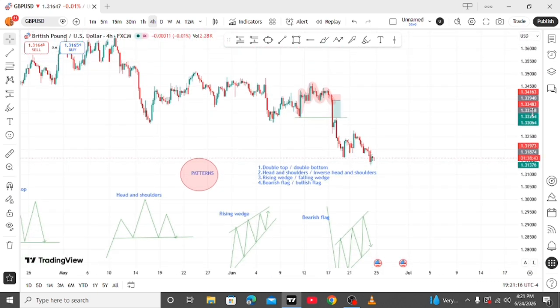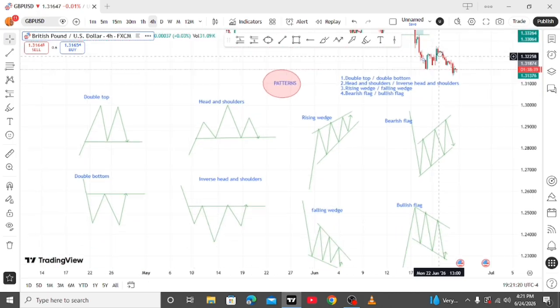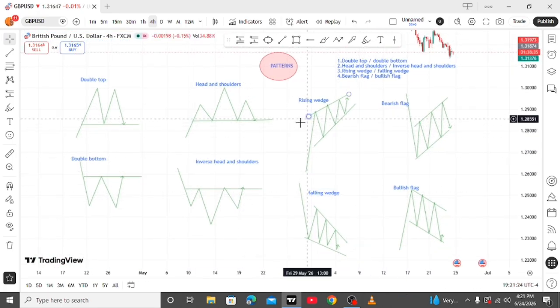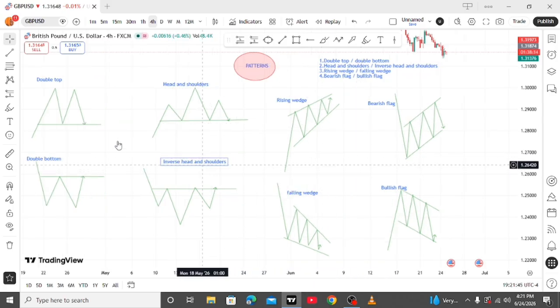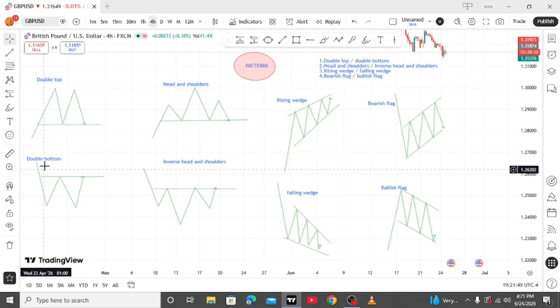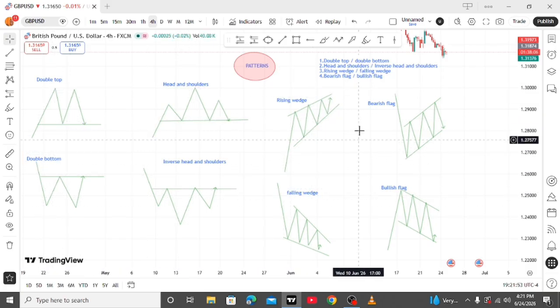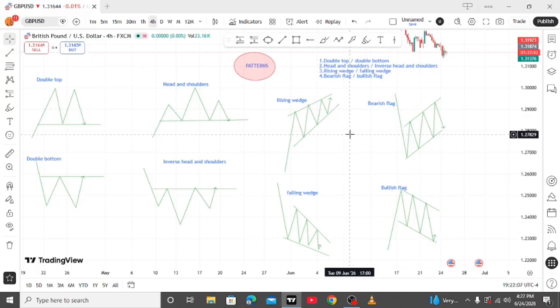And like I told you before, we have so many patterns. You can browse through your phone and you see the different patterns we have. But these patterns I've just given you are the popular patterns you ought to know as a forex trader. So whenever you see these patterns, they are the double top, the double bottom, the head and shoulders, inverse head and shoulders, rising wedge, falling wedge, bearish flag or bullish flag. When you see them, you can identify them and you should know what to do next.